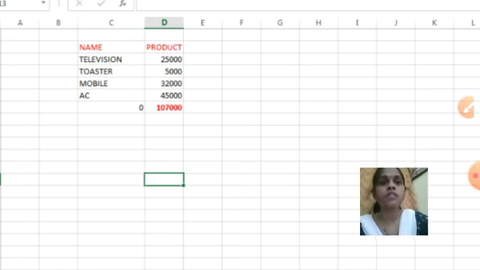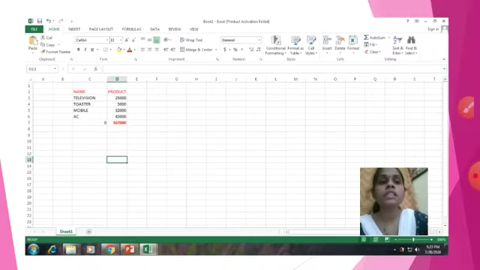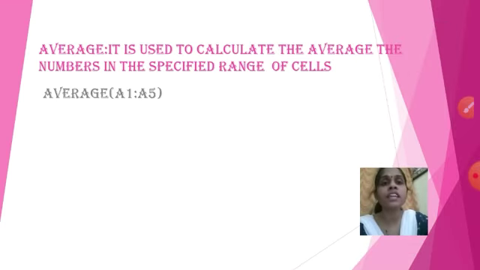Okay, now this is your SUM function. You have to see the same again for different types of functions. Now which is the next function? Average. It is used to calculate the average of the numbers in the specified range of cells. You know what average is, it is already done in 6th standard math also. Average means whatever numbers you have, if 4 numbers are there, write all the 4 numbers, add them and divide by 4, that is your average.